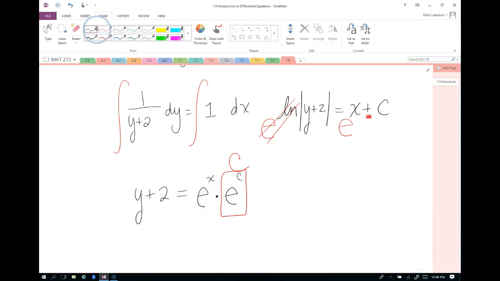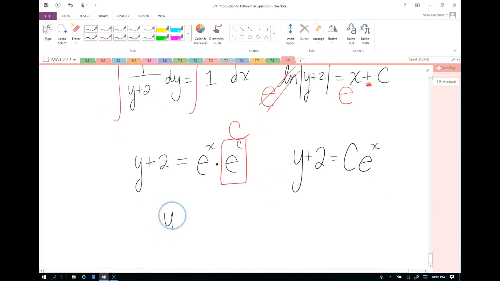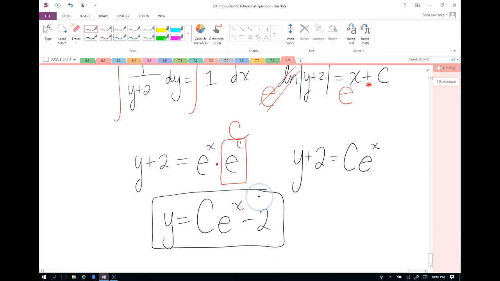So we've got y plus 2 equals c times e to the x. I usually, c is a coefficient now, so I put it in the front. This is a very, very common problem in differential equations. It's got a lot of applications that go along with it. So it is something that we'll need to get used to. So the last thing we need to do to solve for y is subtract our 2 over. So we get y equals c e to the x minus 2.